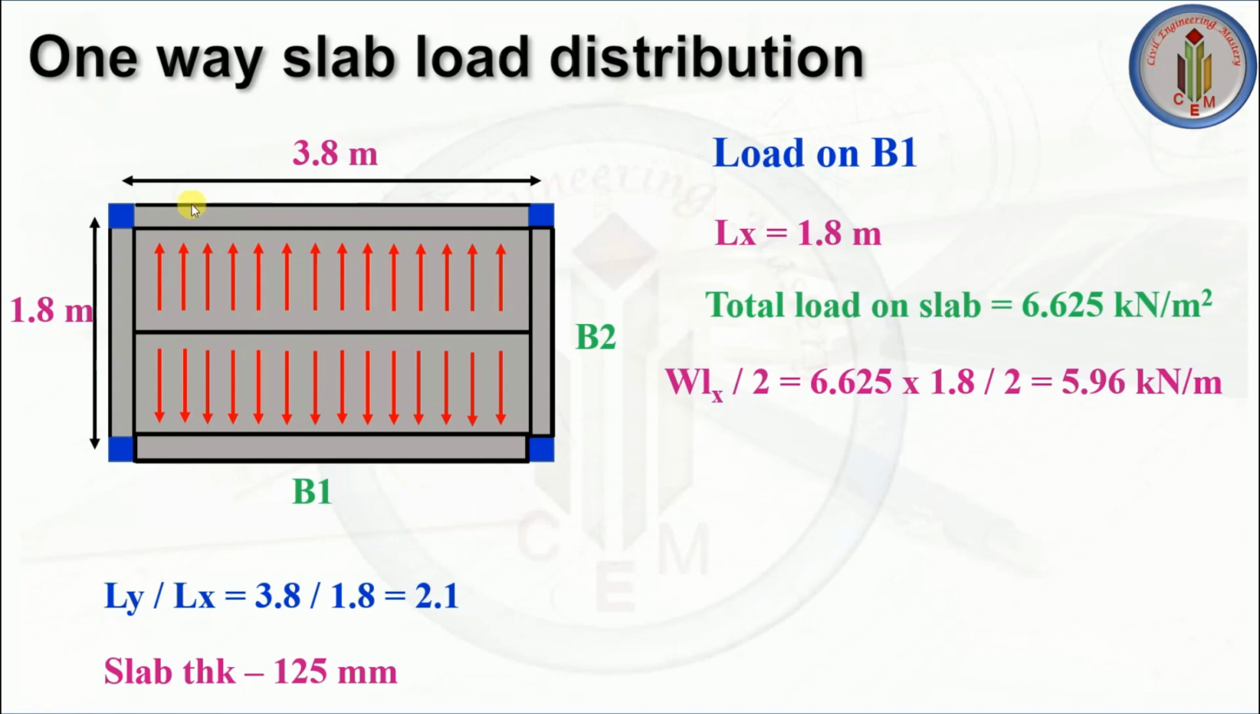Similarly, the same load will go to this beam as well. Along with that, we need to add the self weight of the slab. So this is how you have to distribute the one-way slab load to the beams.